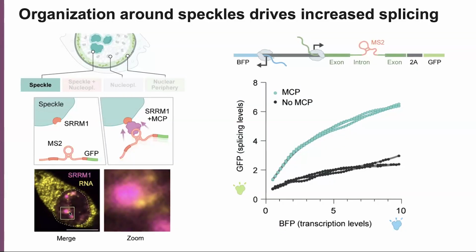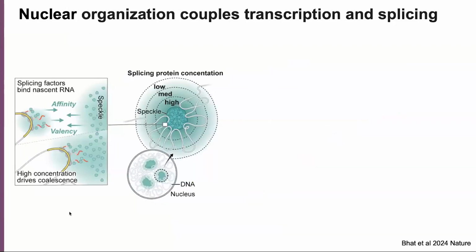And in fact, simply recruiting a gene to a nuclear speckle, such as through an MS2-MCP fusion construct shown here, directly leads to increased splicing efficiency of an otherwise identical mRNA. So simply being close to and spatially organized around a speckle can drive increased splicing efficiency.